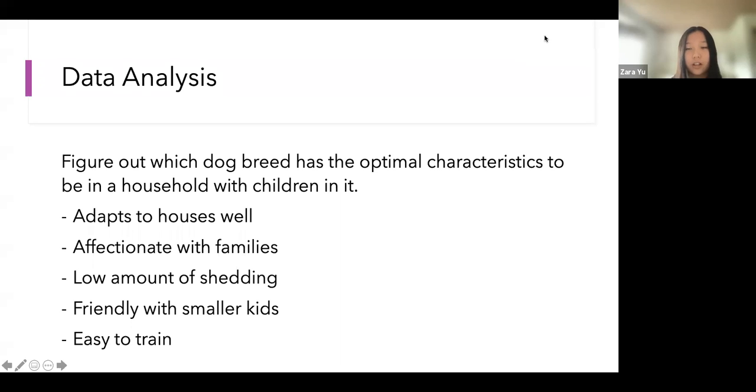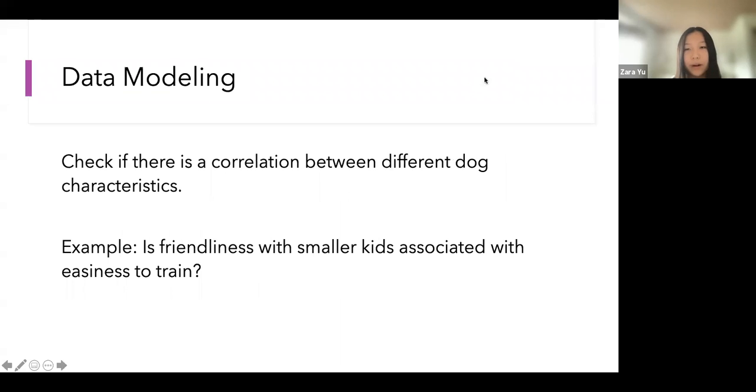So once you start looking through your spreadsheet, you can determine which dog breed has this optimal characteristic. And with data modeling, you can check if there's a correlation between different dog characteristics. This is just an example. So you can say, is friendliness with smaller kids associated with easiness to train? You can make a spreadsheet with that.